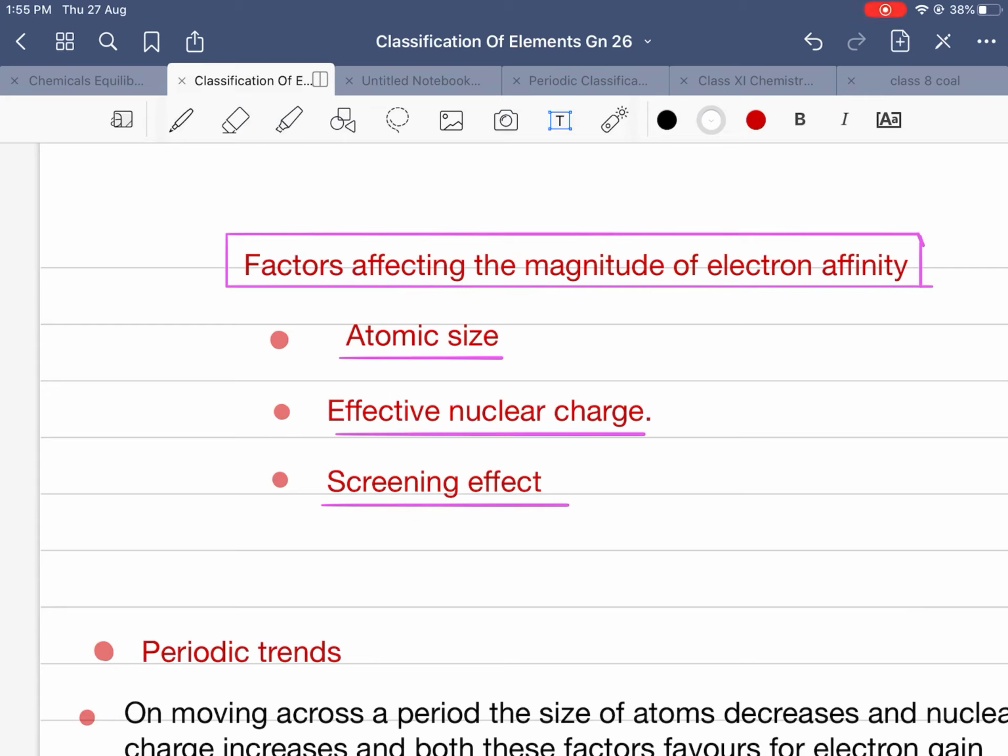In general, the value of electron gain enthalpy decreases with increasing atomic radius and increases with decreasing screening effect by the inner electrons. In addition to the above factors, electron affinity also depends on the type of orbital into which the electron is introduced. The value is highest for an electron entering the s orbital and decreases for p, d, and f orbitals.